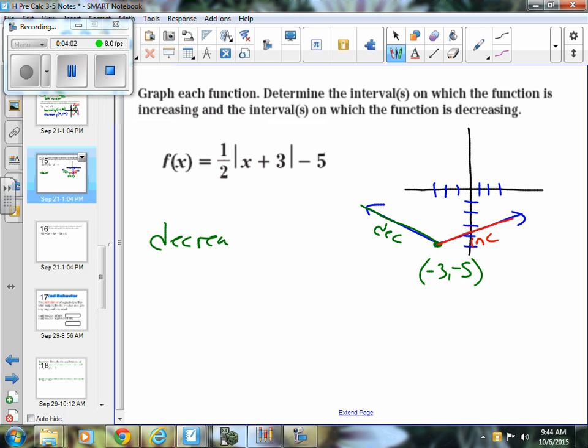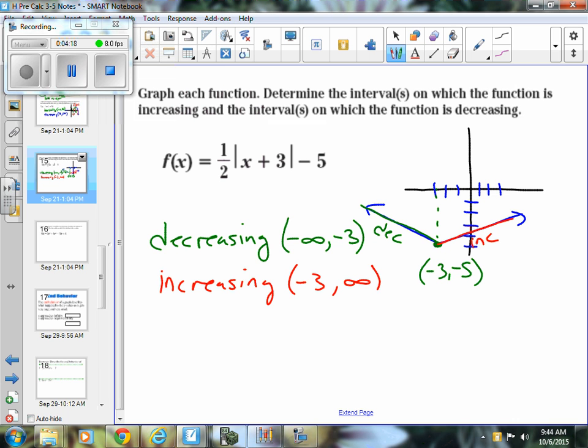It's decreasing from negative infinity all the way up to the x value, which is at -3. And then at that point, that vertex, it switches over to increasing. So it's increasing from -3 to infinity. The more graphs change direction, the more we're going to have to take care of where those locations are. For some of our parent graphs, that's pretty straightforward.